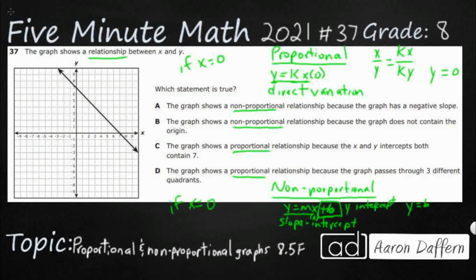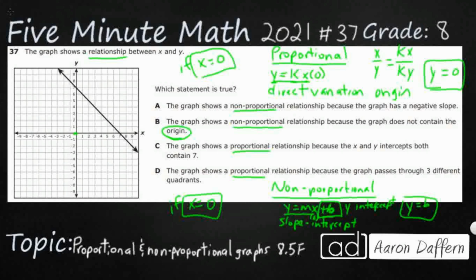Now, how does that help us here? Well, look at this graph: 0, 0, that's the origin. This does not pass through the origin. So let's see what these are. Non-proportional relationship because the graph has a negative slope. Non-proportional relationship because the graph does not contain the origin. Well, it definitely does not contain the origin because if x is 0, y is going to equal b. So that might be it right there.